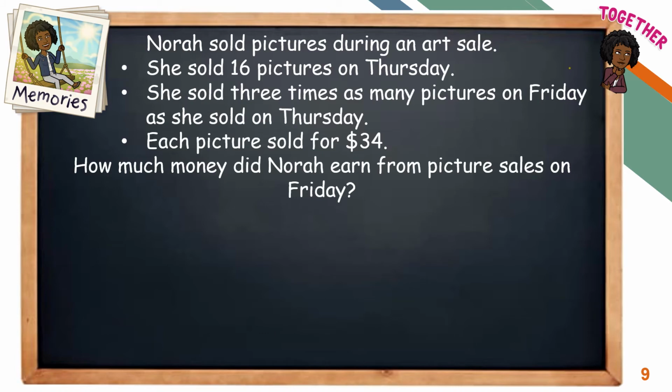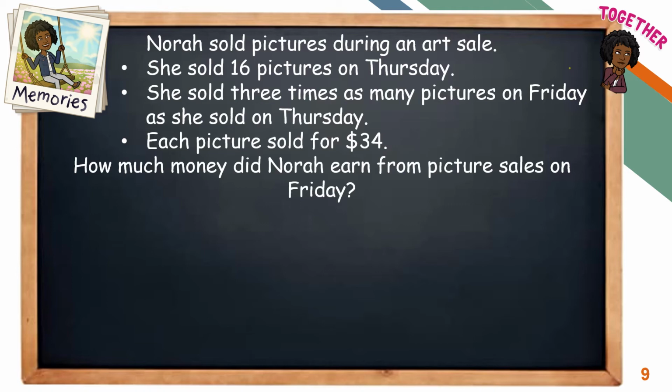Let's look at this one. Nora sold pictures during an art sale. She sold 16 pictures on Thursday. She sold 3 times as many pictures on Friday as she sold on Thursday. Each picture sold for $34. How much money did Nora earn from picture sales on Friday?